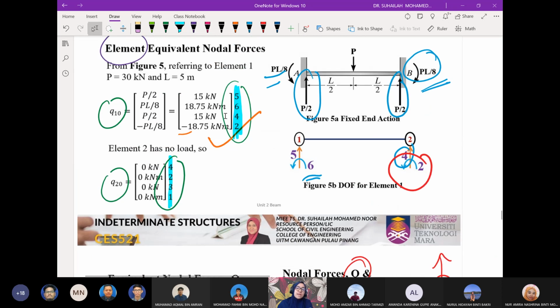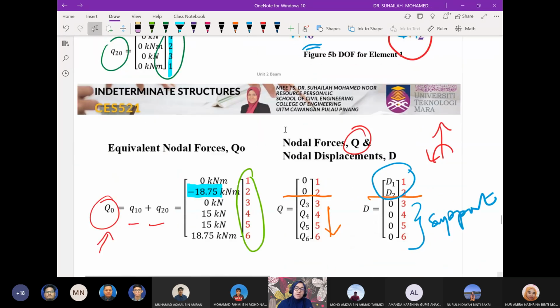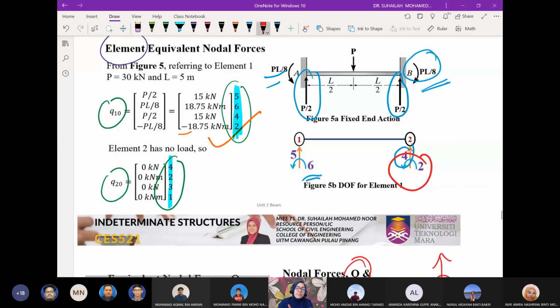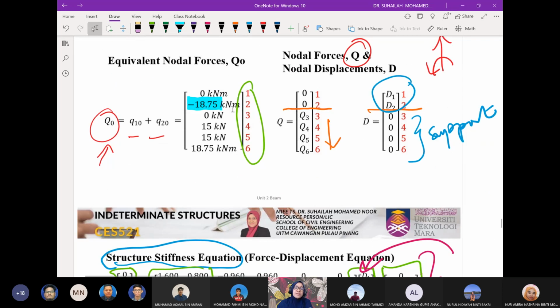Okay, so we will get Q1 for the node, and the positions 5, 6, 4, 2 are the same as 4, 2, 3, 1. Then we combine, because what we labelled are the degrees of freedom. So for position 1, we refer to 1; for 2, there is a 2 here and a 2 here, so we must refer to both values, like when we do K. So Q naught has 6 entries because of 6 DOF. Then all nodal forces Q as well as nodal displacements D must be written in matrix form.